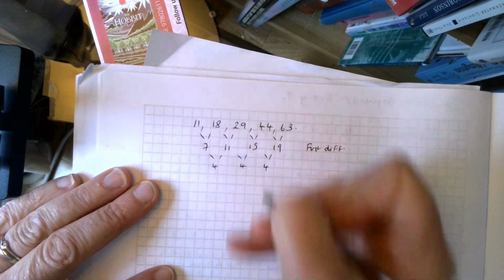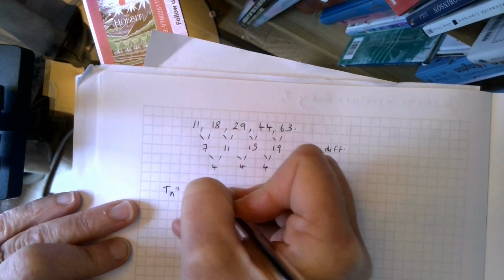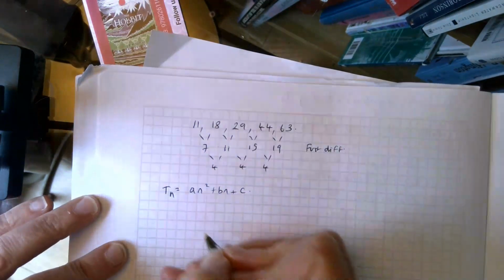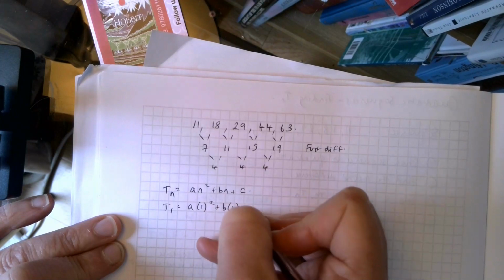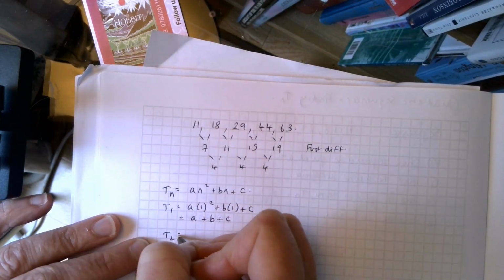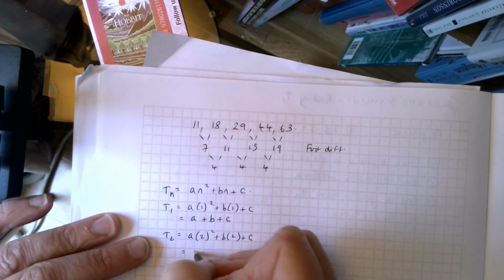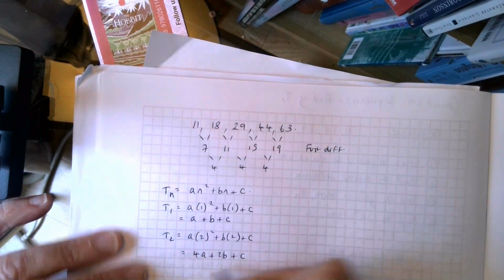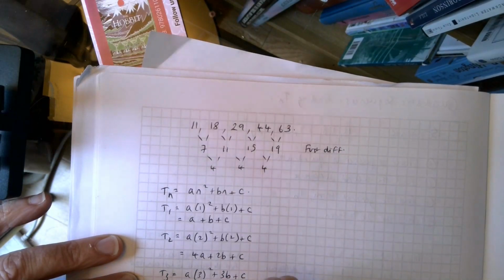And remember I said Tn is an squared plus bn plus c. T1 is a times 1 squared plus b times 1 plus c, which is a plus b plus c. T2 is a times 2 squared plus b times 2 plus c, which is 4a plus 2b plus c. And T3 is a times 3 squared plus 3b plus c, so 9a plus 3b plus c.